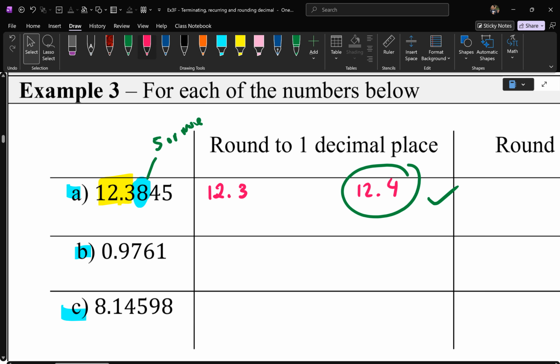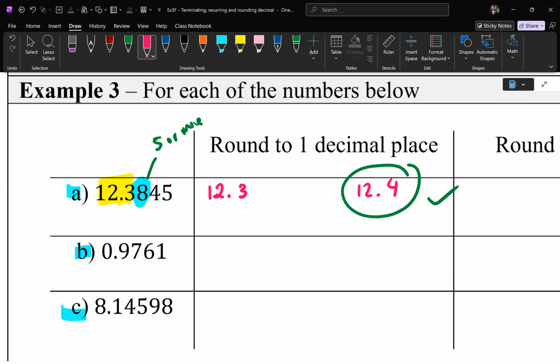0.9761. If I ask you to round to 1 decimal place, what is the answer? Can I please have... Who have I chosen? I've chosen everyone on this side already. Well, let's go back to Quinn. All right, Quinn. Rounding this to 1 decimal place, what would you get?